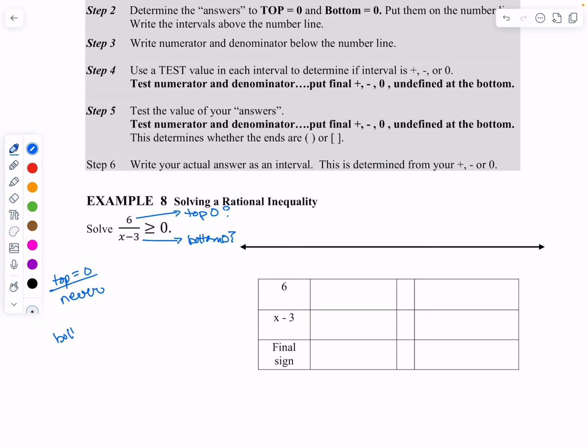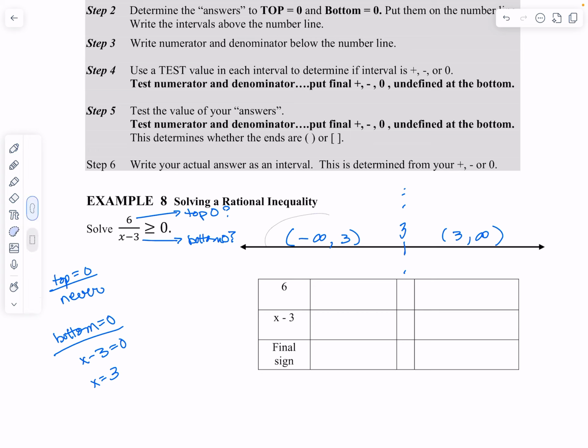Let's see what would make the bottom equal to 0. Well, that's x minus 3 equals 0, so x equals 3. I'm going to put 3 on my number line. If anything made the top 0, I would put it there also. Now I'm just going to split it in the middle. So I have from negative infinity to 3, that's the left hand side, and the right hand side is 3 to infinity. I know my answer is going to be one of those two, or maybe both. And I don't know if it's going to be brackets or not, but we're going to figure that out.